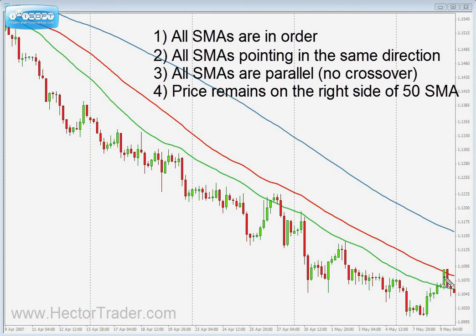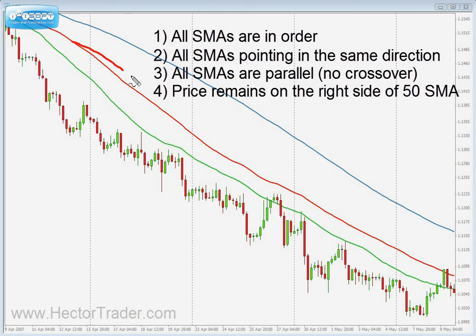A little pierce above is okay, as long as it dives back down immediately. At the end of the day, the markets are not perfect. You cannot expect price to behave the way we like it to behave all the time. So in a trend, sometimes on a pullback, we might see price breaching above the 50 for just 1-2 bars, and immediately after diving back down. As long as that breach above doesn't take more than 1-2-3 bars maximum, and within those bars price dives back down into the right side of the 50 simple moving average, we can safely say that the trend is still in place.